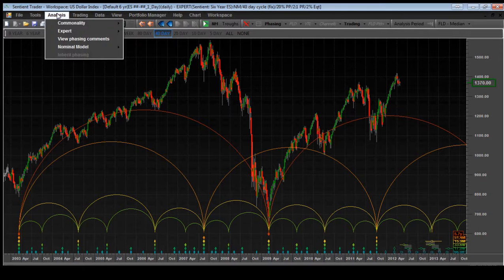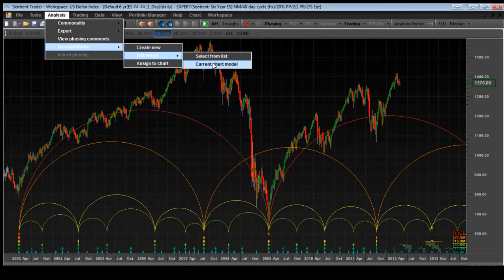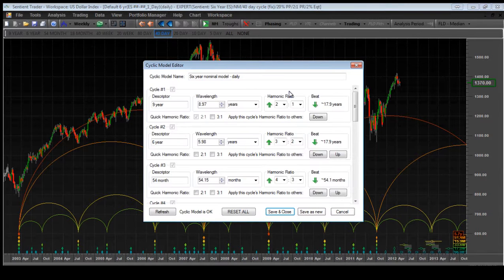I see Casey says, can I show you the custom nominal model? Yes, indeed. If I go to analysis and go to nominal model, I've got to remember how to do this, edit model, current chart model, then you can see the nominal model that I'm working with. It's a nominal model I created when I started exploring this idea. In fact, I was introduced to the idea of a 6-year cycle by a Sentient Trader user in Sweden as long as 2.5 years ago. So late in 2009, a Sentient Trader user in Sweden said to me that she believed that there was a 6-year cycle active or present in the market. So I built this nominal model.